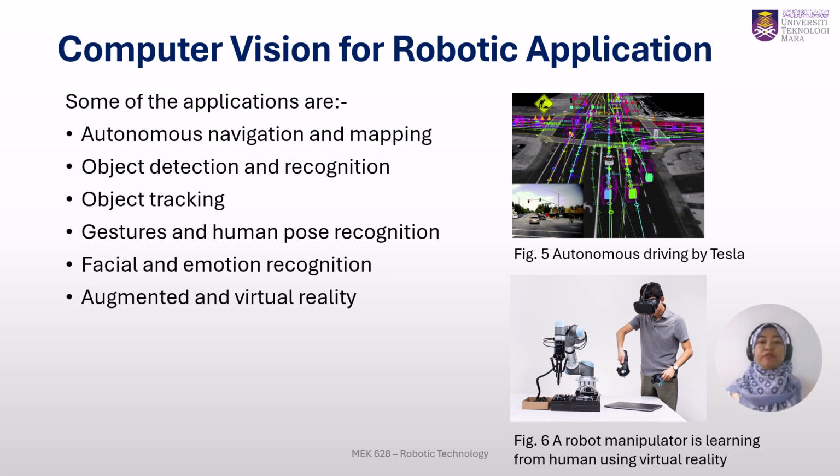If using virtual reality, it means that the robot needs to interpret the object in front of it by using an image. Okay. So that's why computer vision is one of the important sensors that should be equipped in a modern and advanced robotic system.